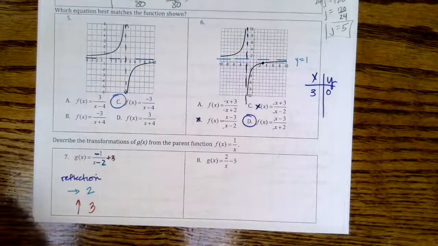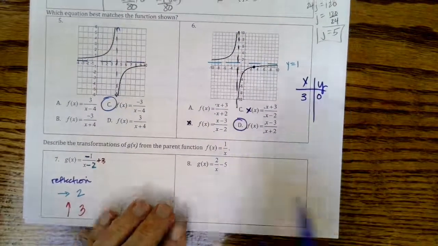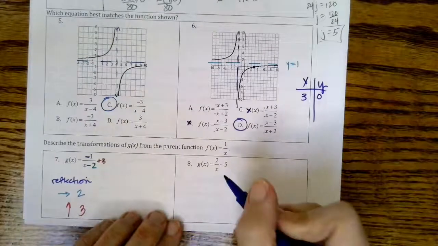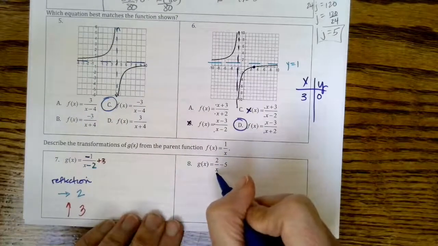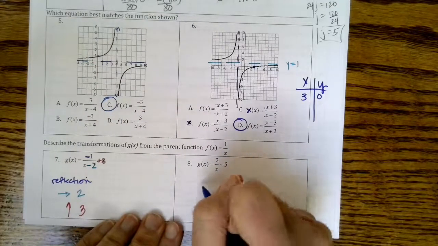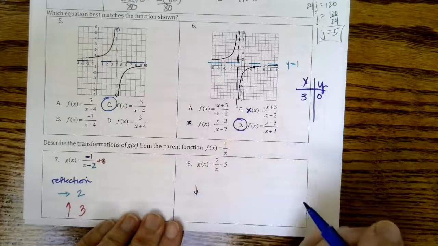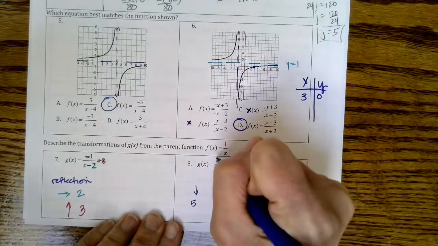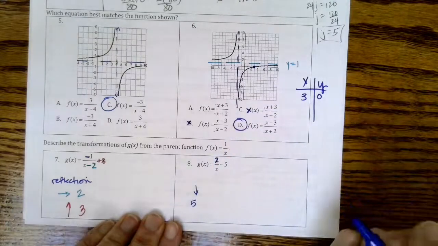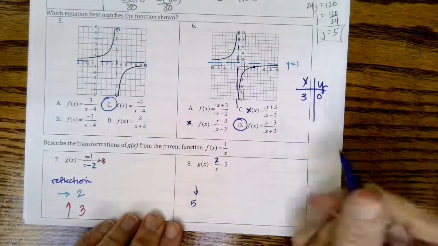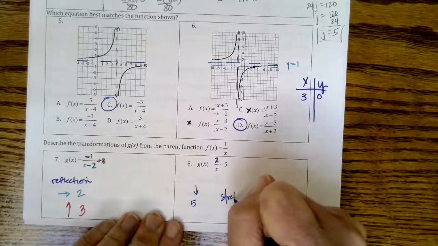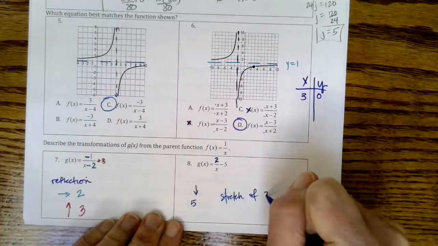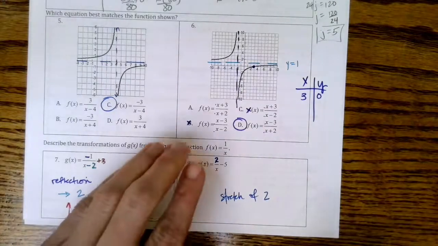All right, let's take a look at this one. We don't have any reflection. We don't have any left-right. The only thing we have here is down 5. And because our numerator is a 2, we're going to call that a stretch of 2. It's a vertical stretch.